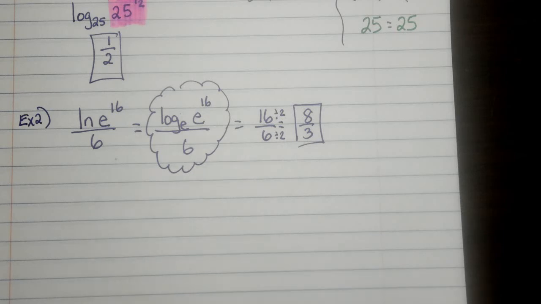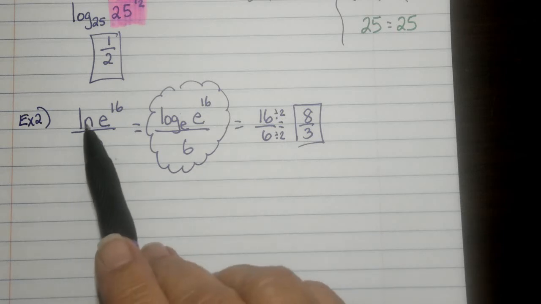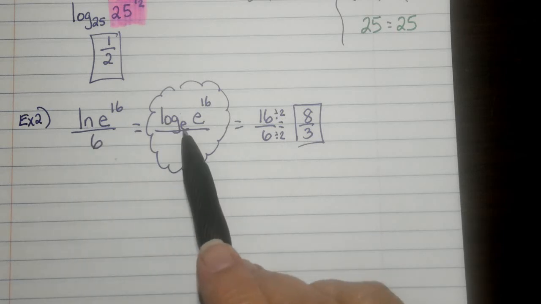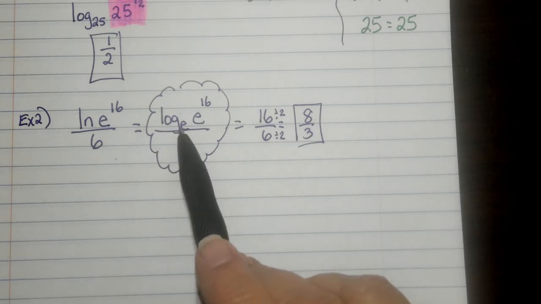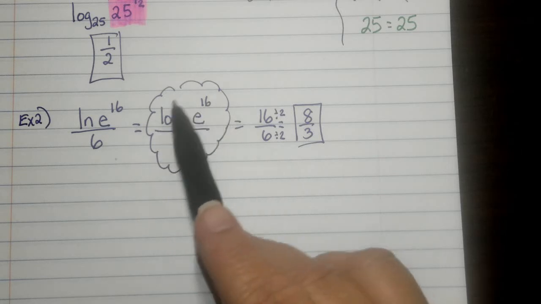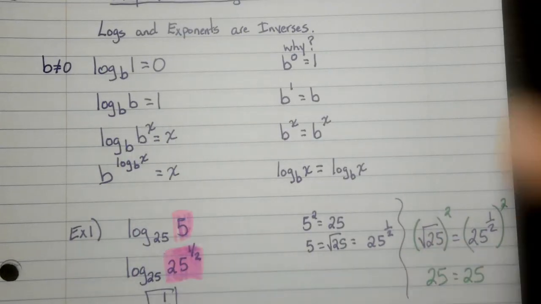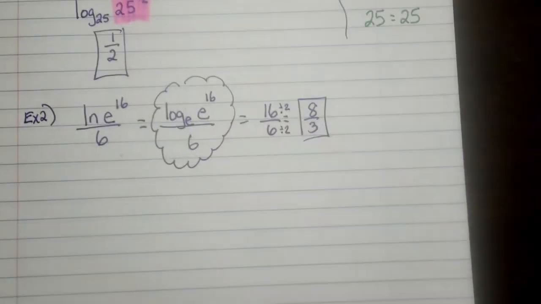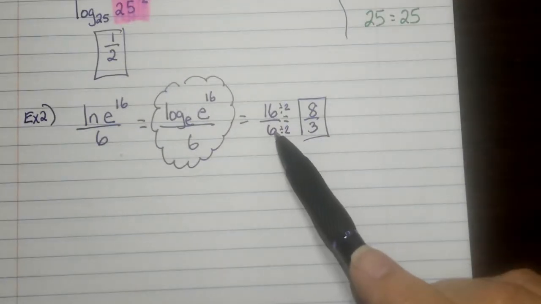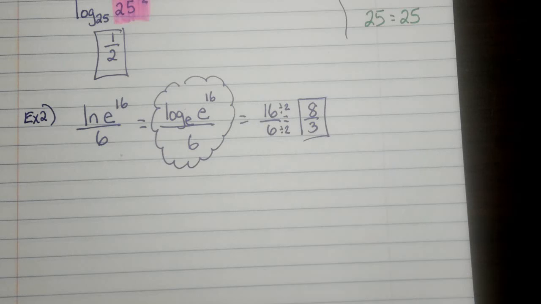Alright, so to talk through what we did. Natural log means log base e. Once you make that substitution, this numerator is now following this property right here. So the numerator is just going to be 16. The denominator is 6. You simplify your fraction.